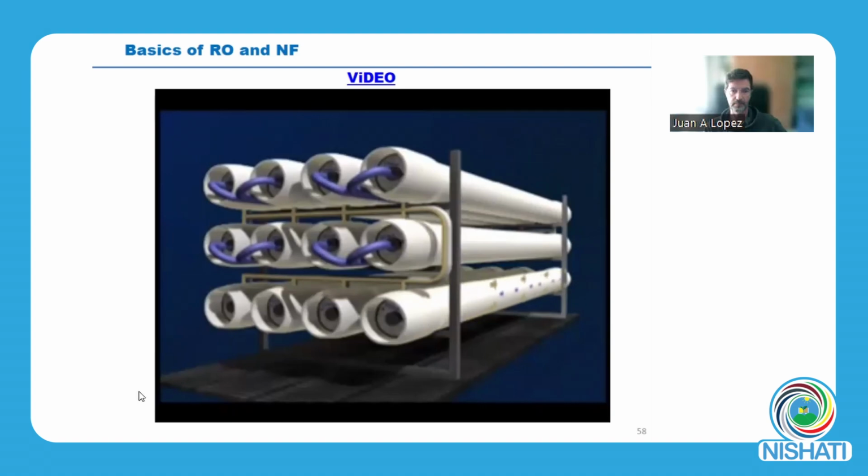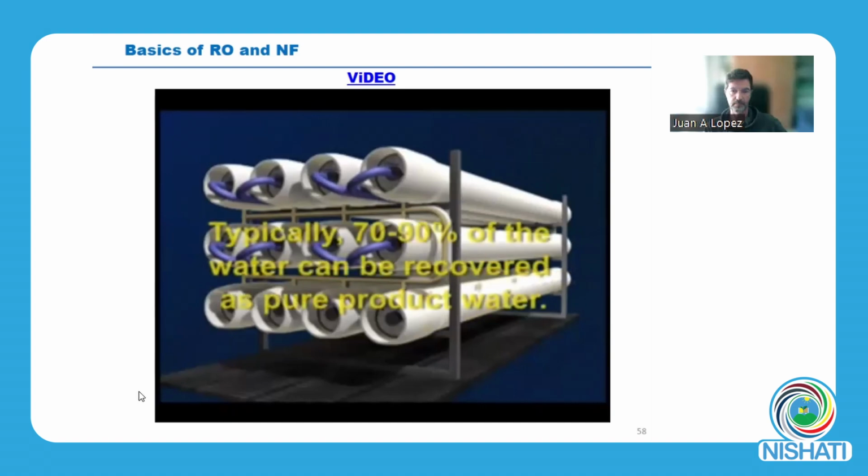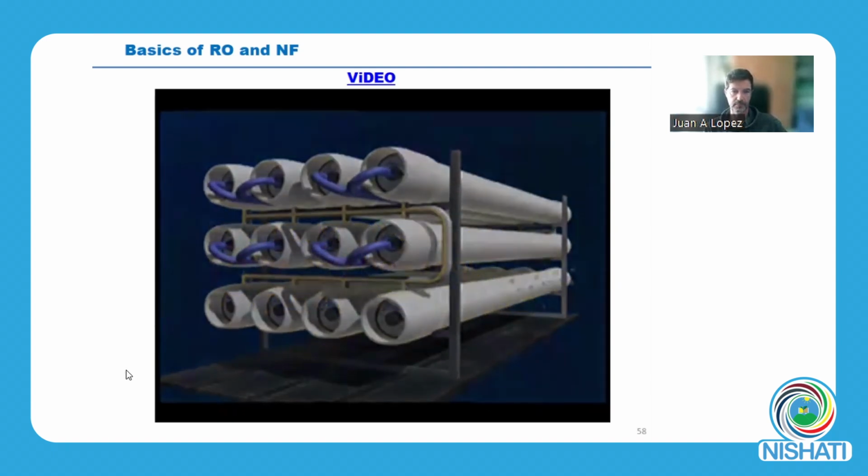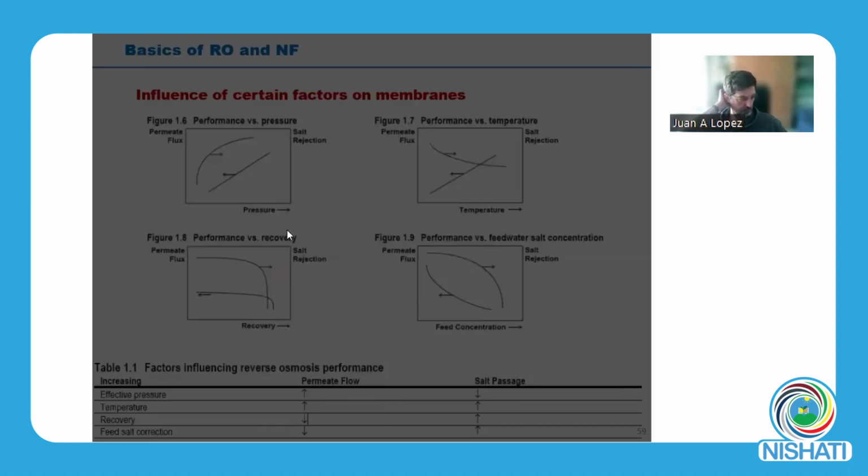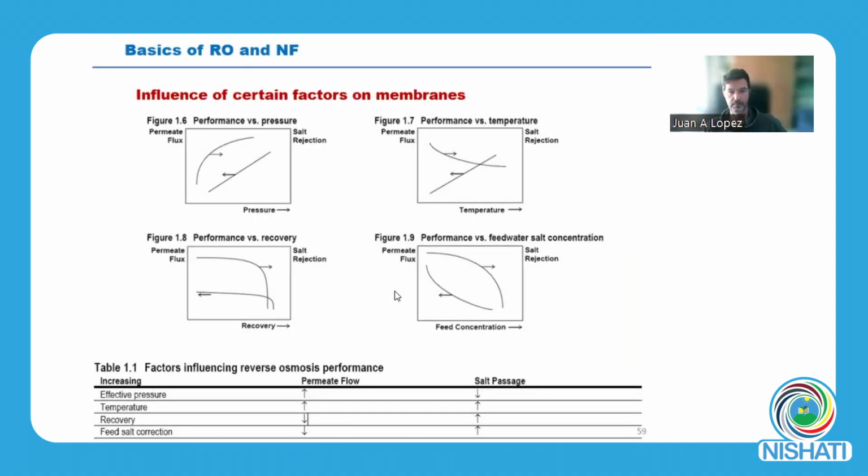It flows out the end of the vessel and is collected as the product. And the reject or concentrate from that vessel may then flow through another vessel, producing more permeate. The remaining concentrate may then be disposed of as waste or partially recycled as the feed. Typically, 70 to 90% of the water can be recovered as pure product water.